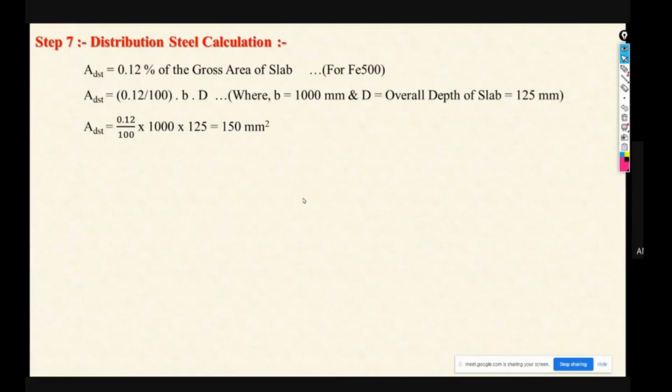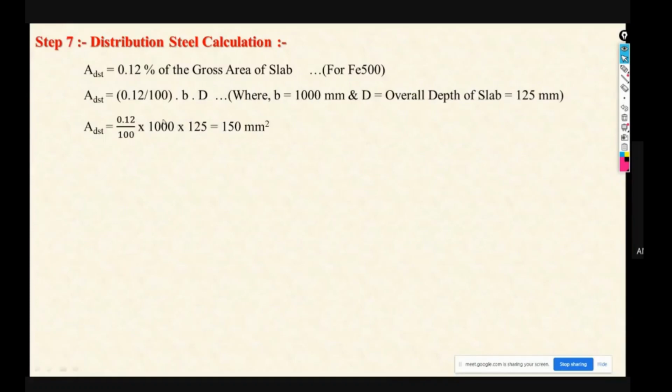Okay. So then after distribution steel, generally we are considering minimum reinforcement for the distribution steel. So generally the purpose of this distribution steel is what, to bind the main reinforcement at their position, means to hold the main reinforcement at the proper position. That's why we are providing distribution steel, and only for that purpose we are considering minimum reinforcement for the distribution steel. And as per IS 456, minimum reinforcement is 0.12% of cross sectional area of slab.